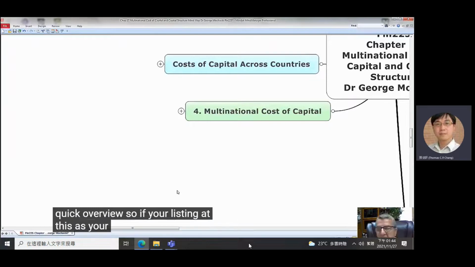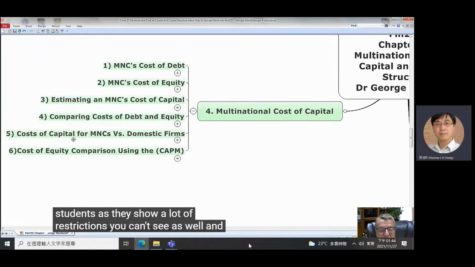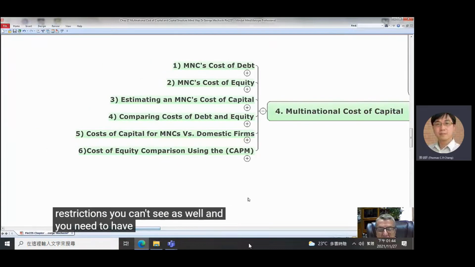So if you're listening to this as an MP3, you're driving, you still have some information. Or if you're a student with visual restrictions, you can't see as well, and you need more of a verbal, auditory type of discussion, I'm at least reading everything else out for you. Or you could read it, stop it, and take your notes.